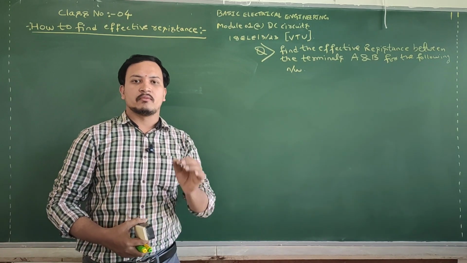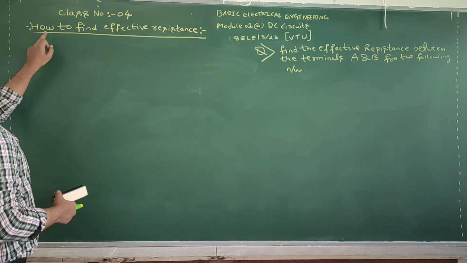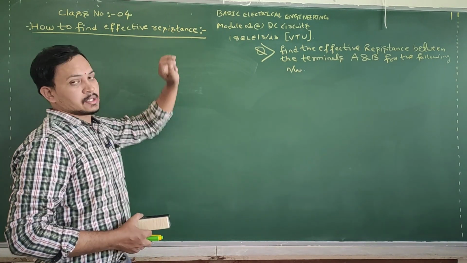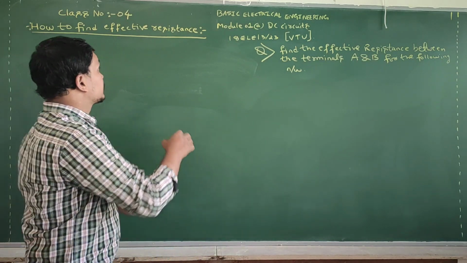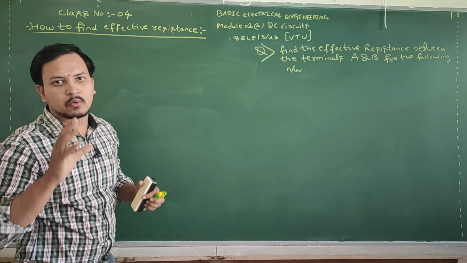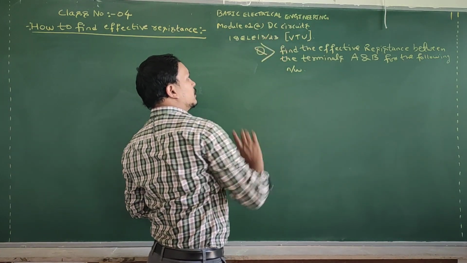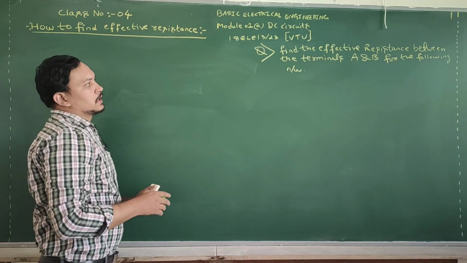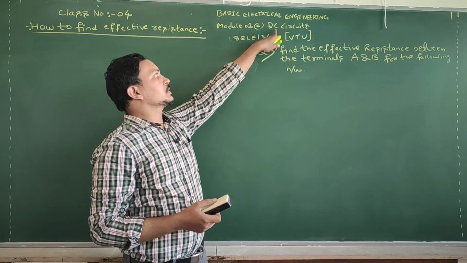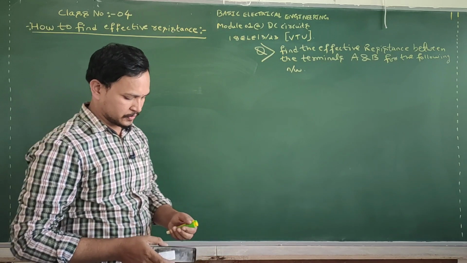In this lecture we are going to discuss how to find effective resistance for a given electrical network, and this concept is very much required to solve problems on DC circuit, and this is the last concept. In the next lecture we can directly solve problems on DC circuits.